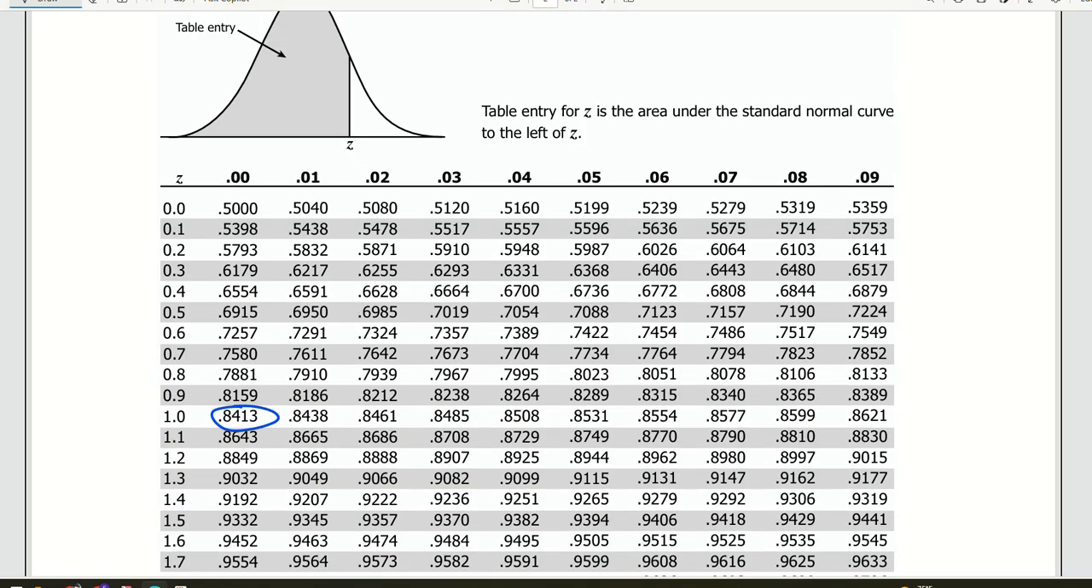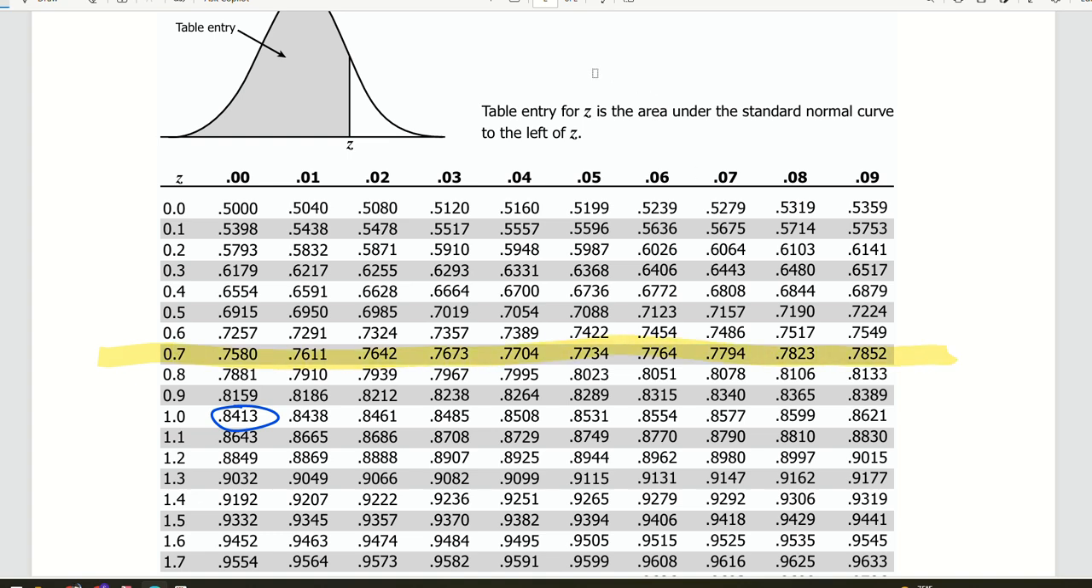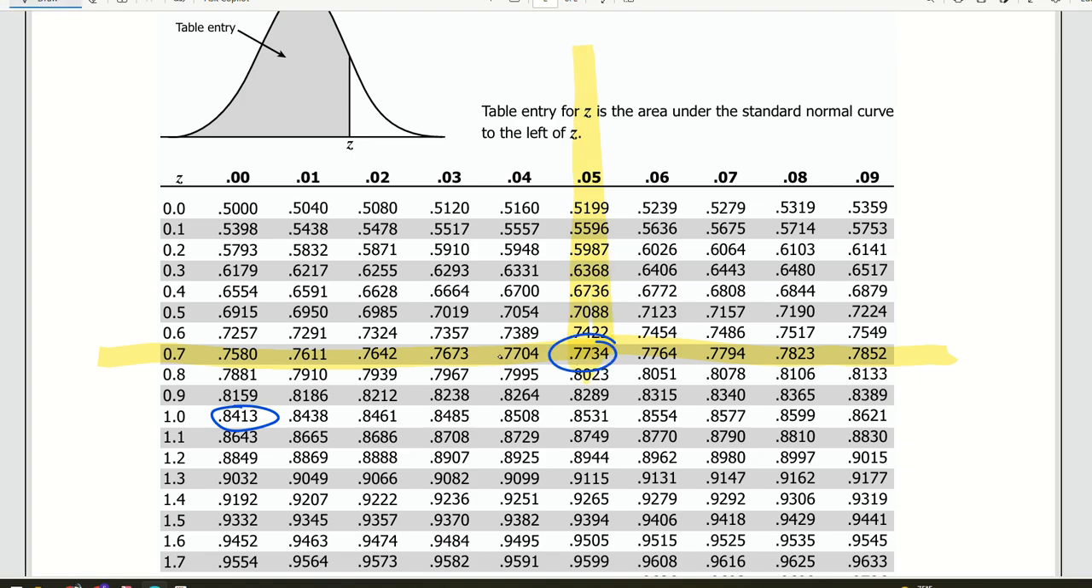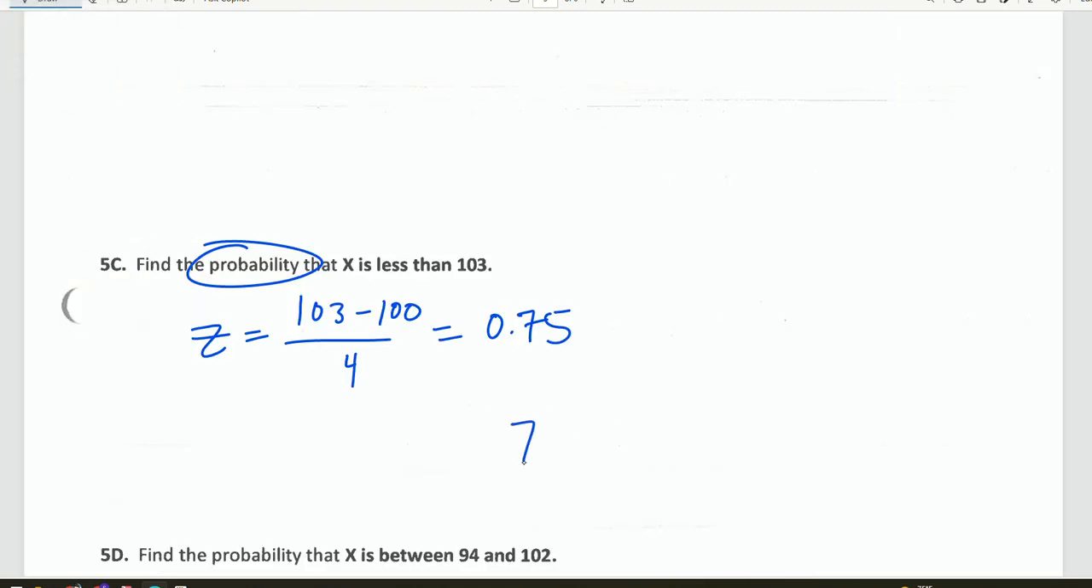So we got 0.7 right here. We got 0.5 right here. So we're just going to find the intersection point, 77.34, 0.75. 77.34%.